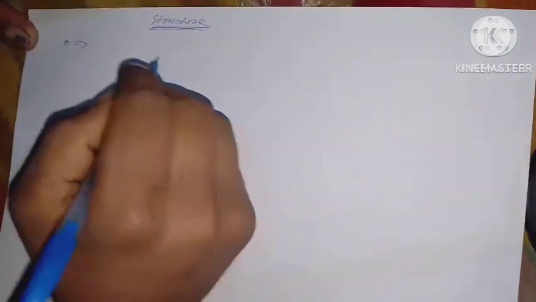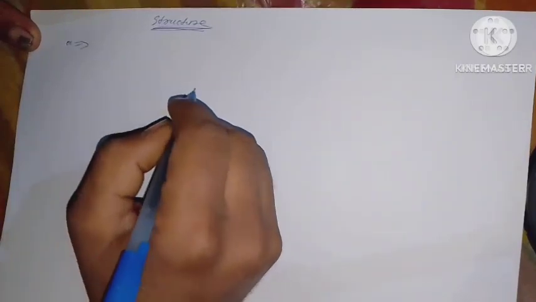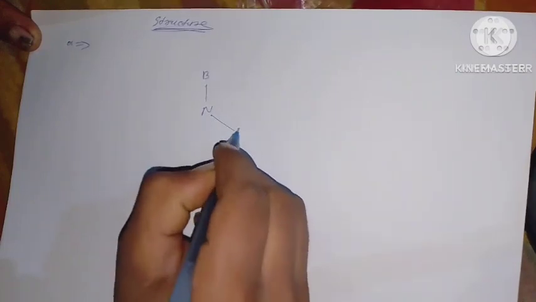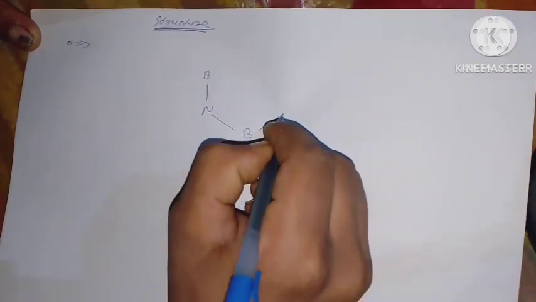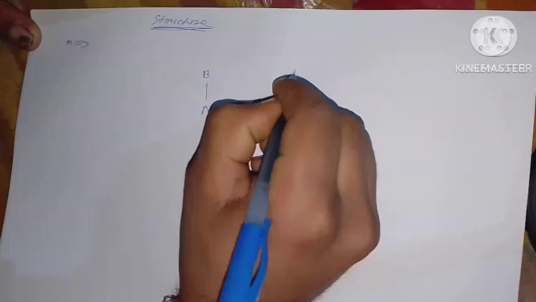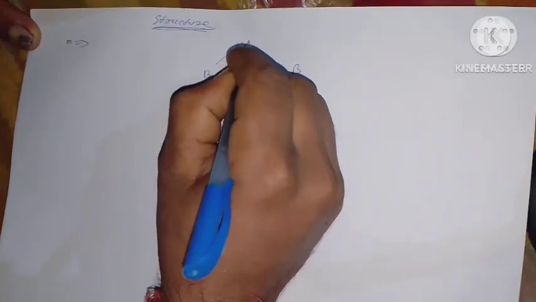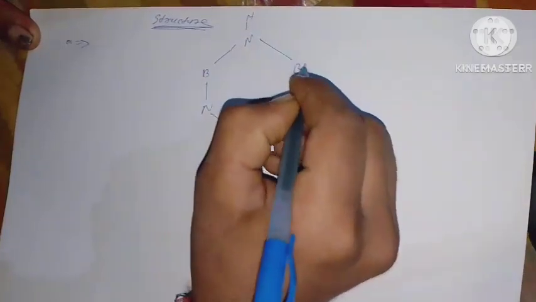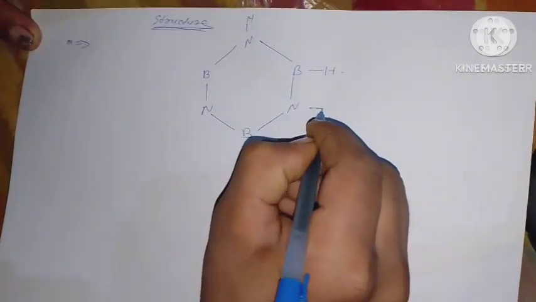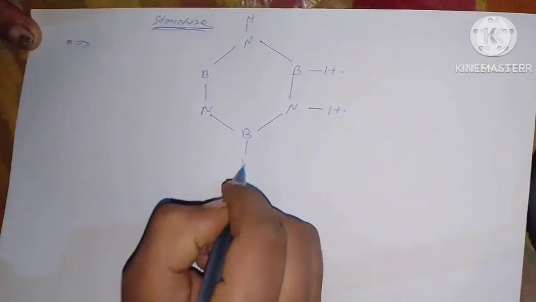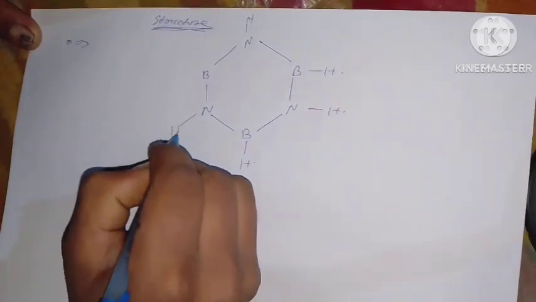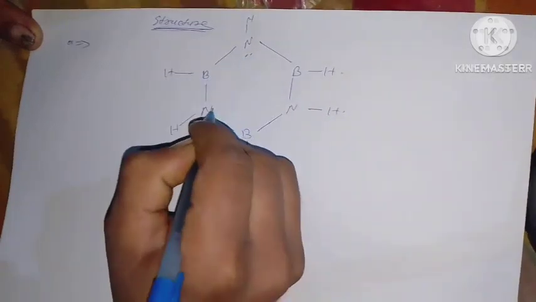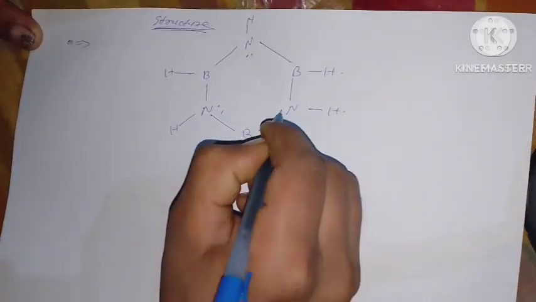Structure of borazine. Okay, boron, nitrogen, boron, nitrogen, boron, nitrogen, boron. Okay, hydrogen, hydrogen, hydrogen, hydrogen, hydrogen, hydrogen. Okay, one, two, three, one, two.